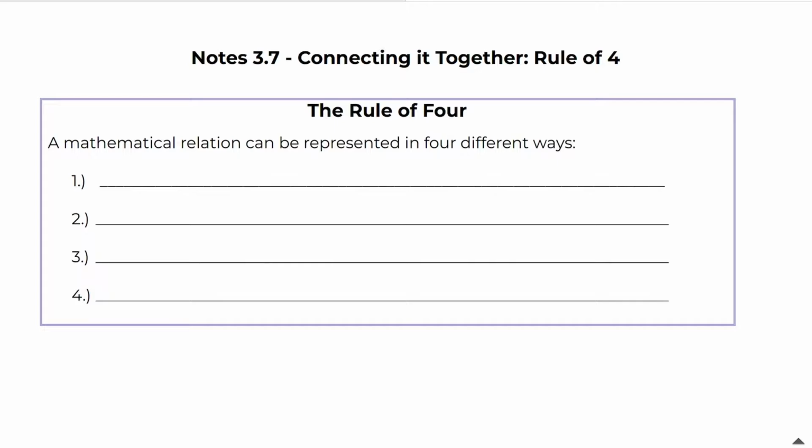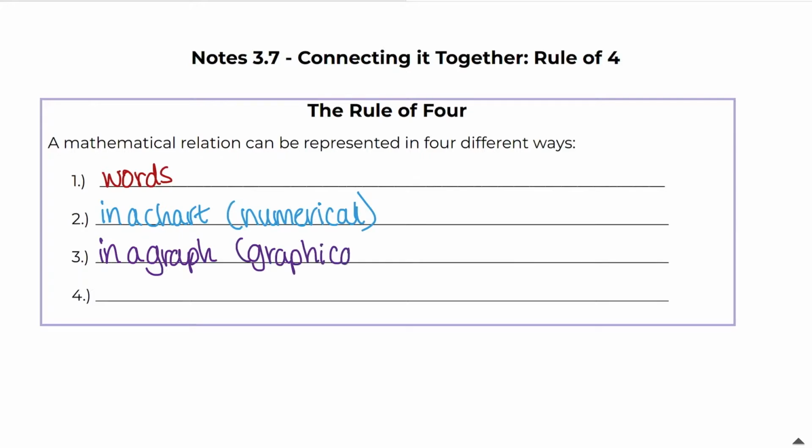Hi everyone. Notes 3.7 are on connecting everything together with direct and partial variation. We're going to do something called the rule of four. The rule of four is pretty much saying that a mathematical relation can be represented in four different ways. We can represent our relation in words, in a chart, and this is numerical, in a graph, and obviously that's graphical, or in an equation. And this is an algebraic representation.